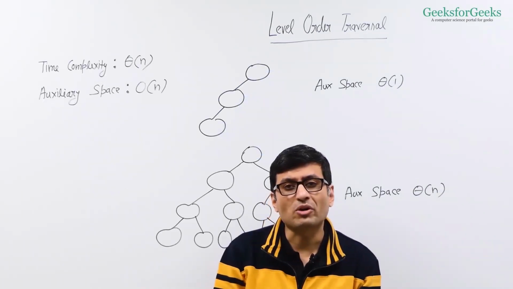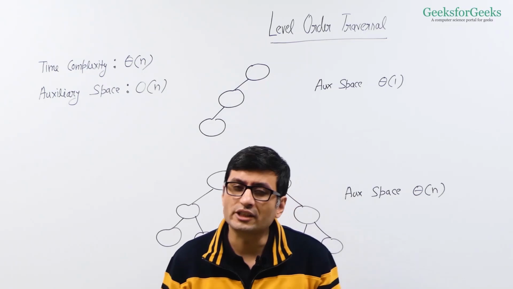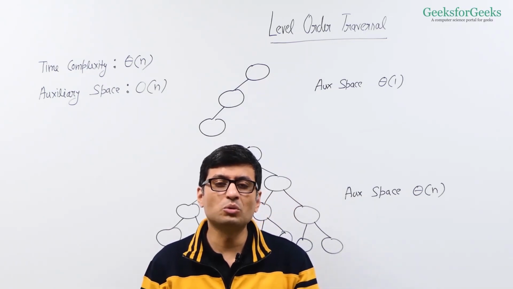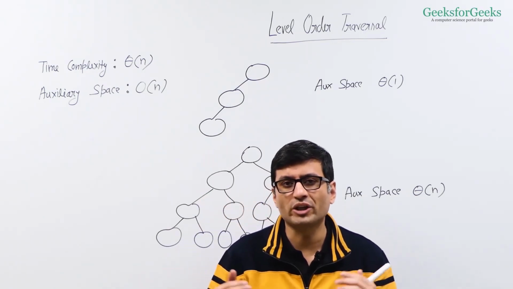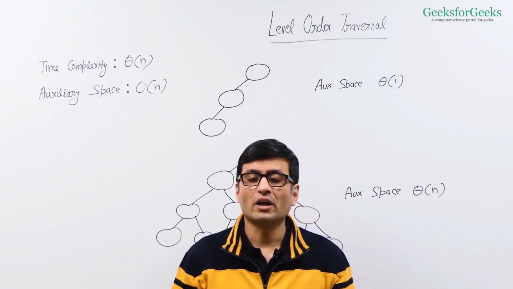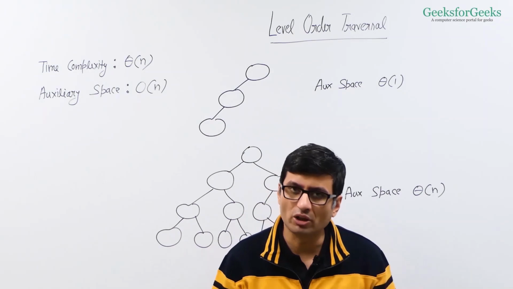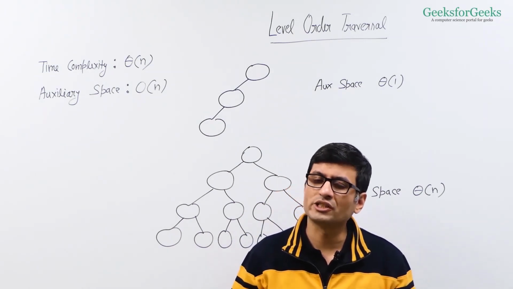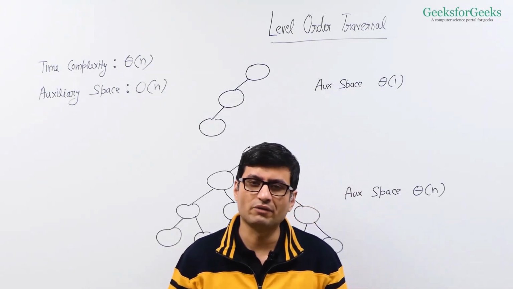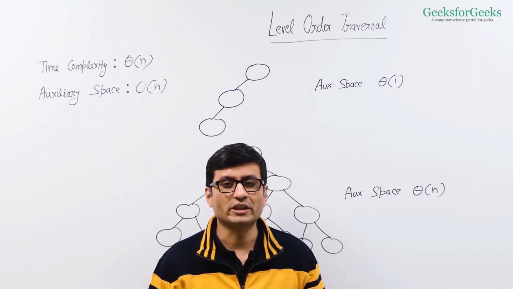Let us now talk about time complexity and auxiliary space in detail. I just discussed that for every node we do big O of 1 work, which is enqueue and dequeue. So the time complexity I mentioned as big O of n. If we want to be more precise, we can say time complexity is theta of n, because for n nodes it's always going to do enqueue dequeue for every node. So theta n is a better expression for time complexity.